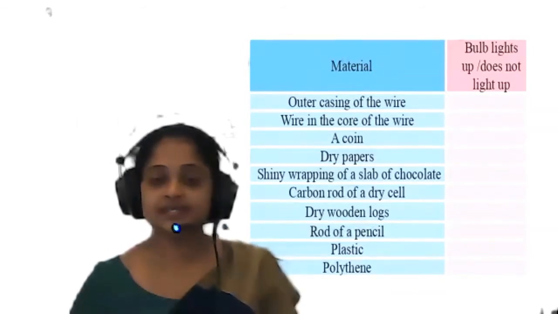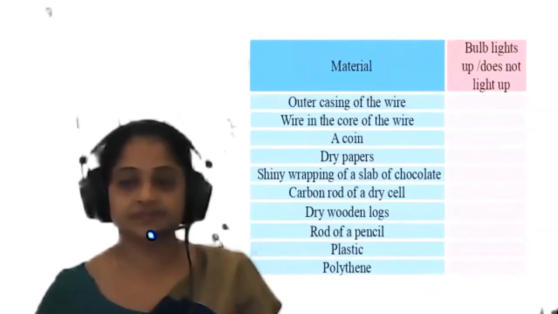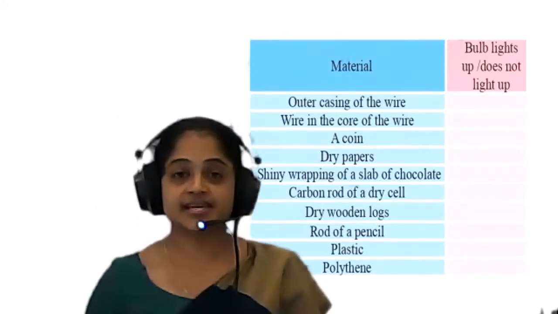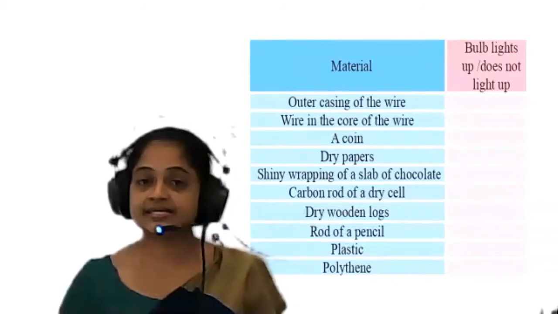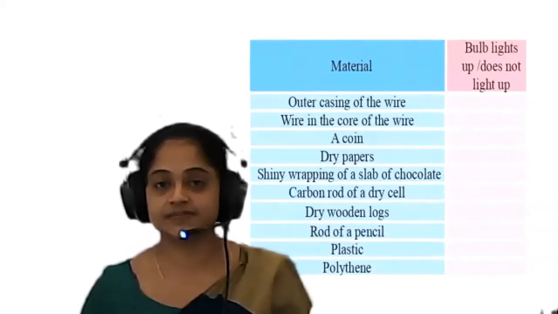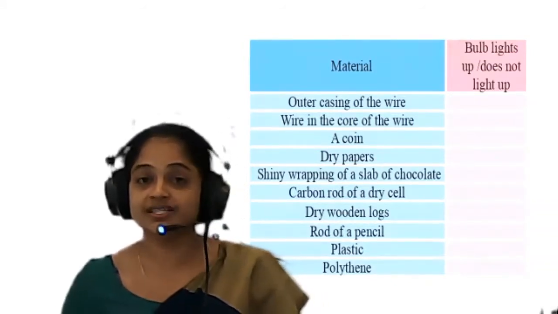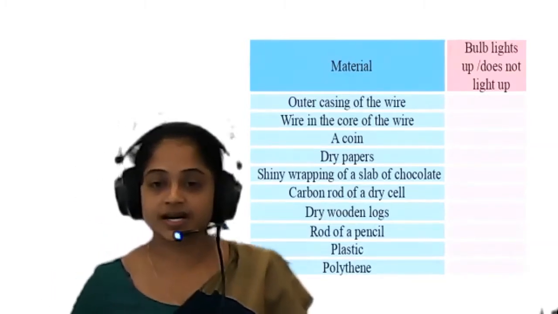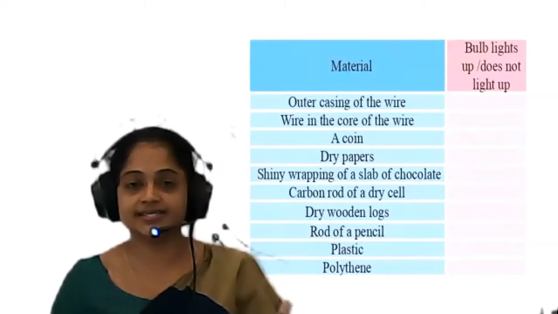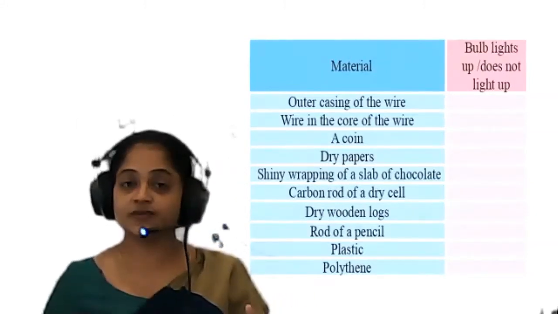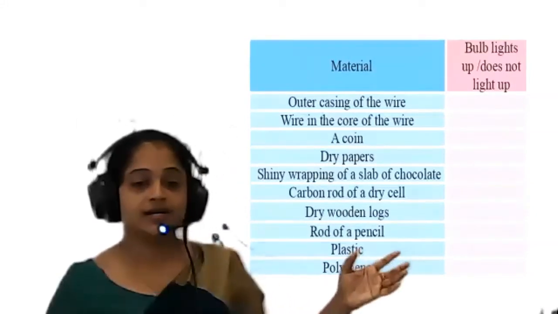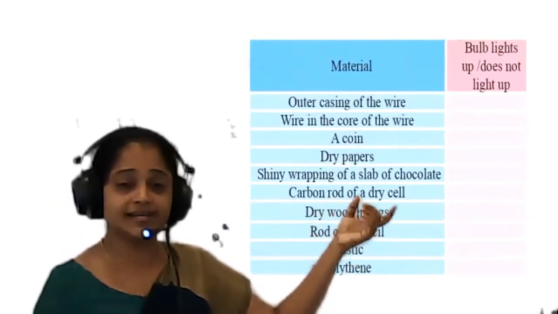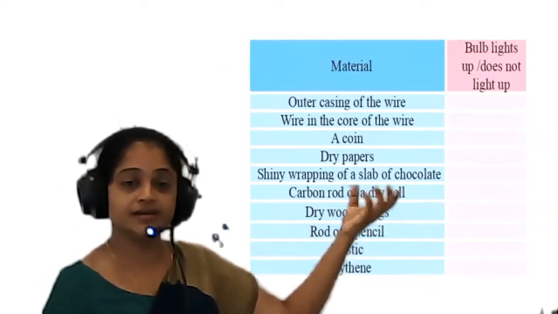Materials which carry electricity. Second one, materials which do not carry electricity. That is the question for you. Can you categorize them? At home, this is for your homework. I will see the categorization first, then you can do it at home.